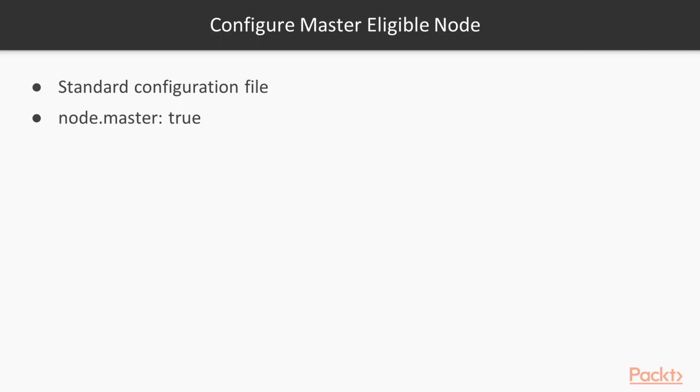Configuring a master-only node is very straightforward. All you do is set a single attribute within your elasticsearch.yml, node.master: true, which means that node is master eligible. That is the default value within the Elastic YAML. You can also turn off data to make a master only node.